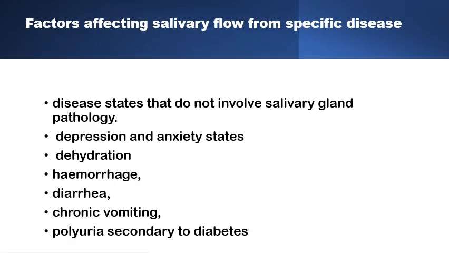In addition, some specific diseases could also influence the salivary flow, including, of course, all the diseases affecting the salivary glands themselves, but also a group of systemic conditions that affect the salivary flow without affecting the salivary glands directly, including things like depression and anxiety, dehydration, hemorrhage, diarrhea, chronic vomiting, and diabetes with polyuria. All these could reduce the salivary flow rate.